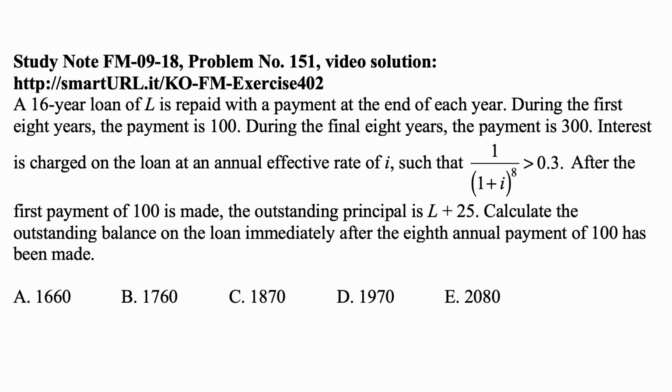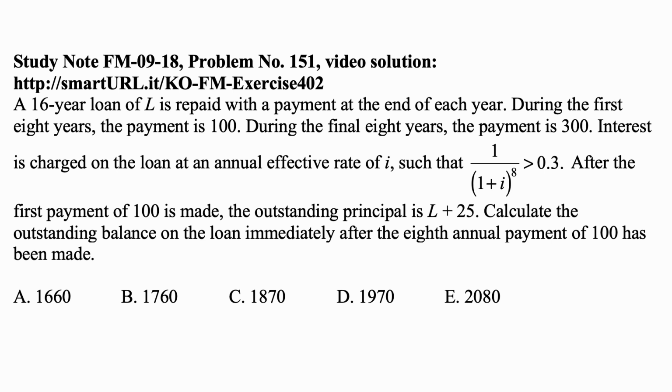Interest is charged on the loan at an annual effective rate of i such that 1 over (1 plus i) to the 8 is more than 0.3. After the first payment of 100 is made, the outstanding principal is L plus 25. Calculate the outstanding balance on the loan immediately after the 8th annual payment of 100 has been made.